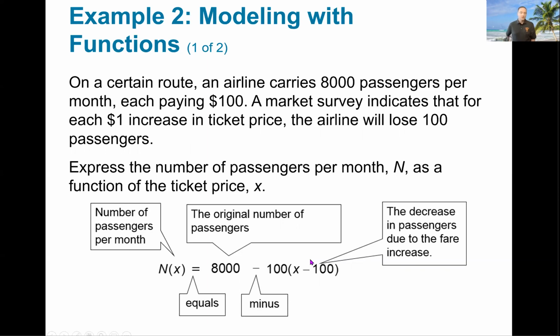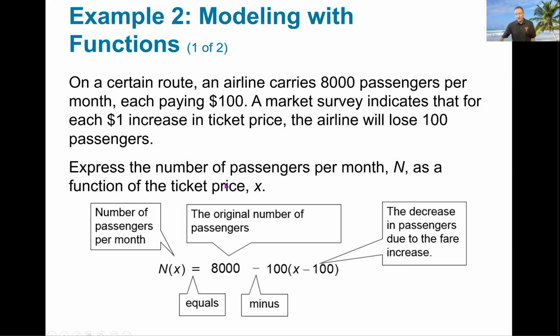All right, so notice how I set up my equation here. Of course, I had to put my function n in terms of x, the number of passengers per month in terms of the price of each ticket. Well, we know that the original amount of passengers was 8,000. But then it told us in the problem that that number of passengers would decrease, or you're going to lose 100 passengers per each $1 increase in ticket price.